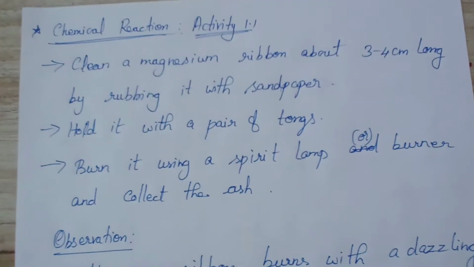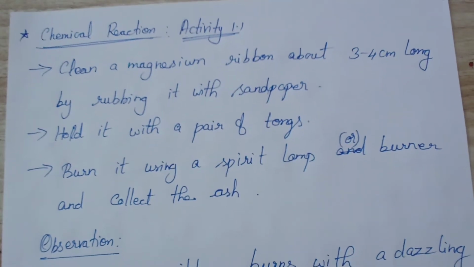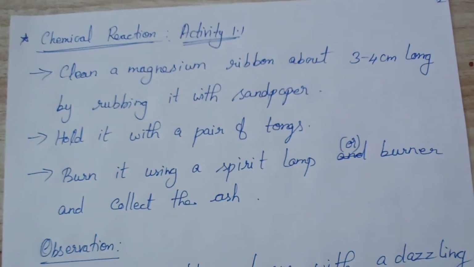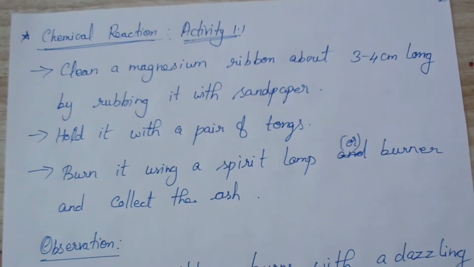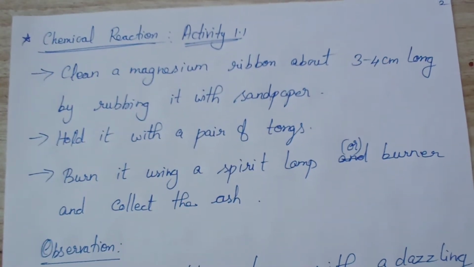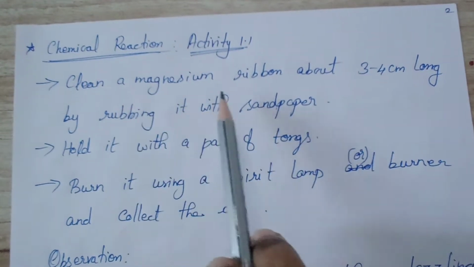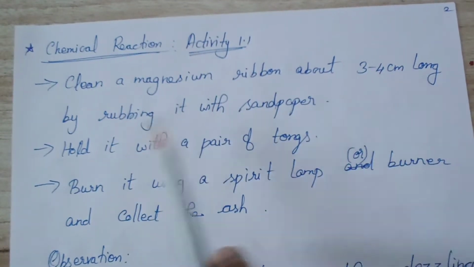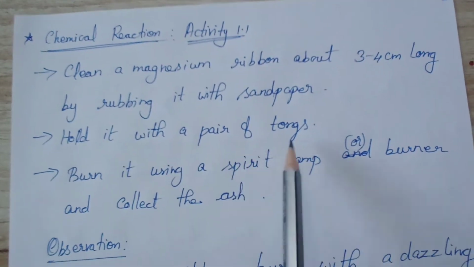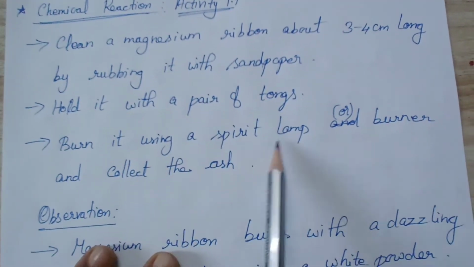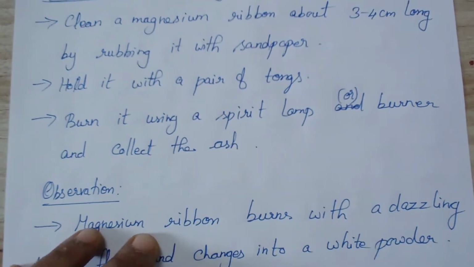So we'll see some activities. If a change in temperature, color, state, or evolution of gas happens, we can say that a chemical reaction has taken place. Your first activity: clean a magnesium ribbon about 3 to 4 cm long by rubbing it with sandpaper. Hold it with a pair of tongs, burn it using a spirit lamp or burner, and collect the ash.